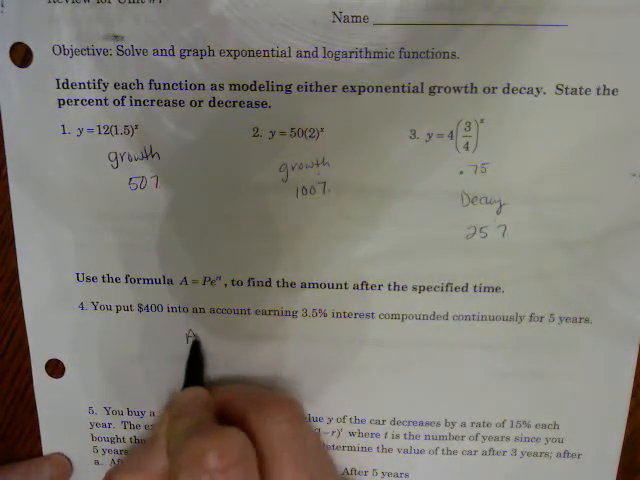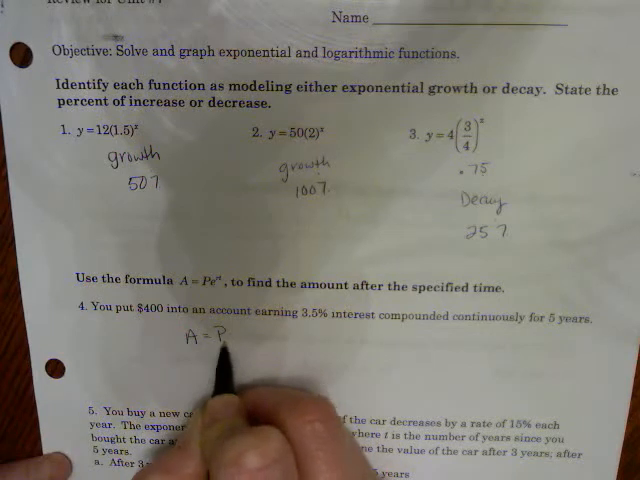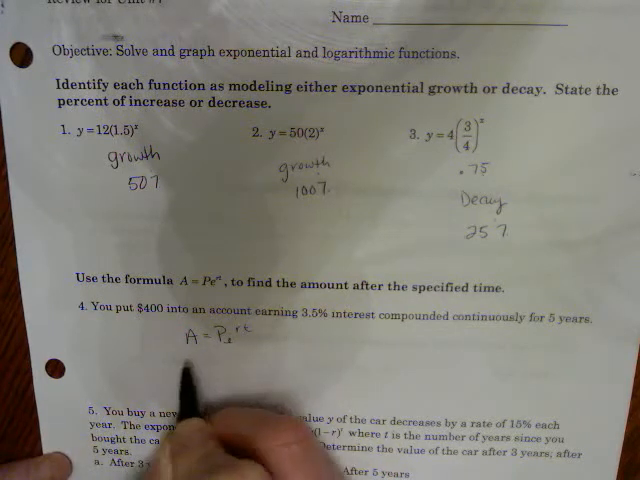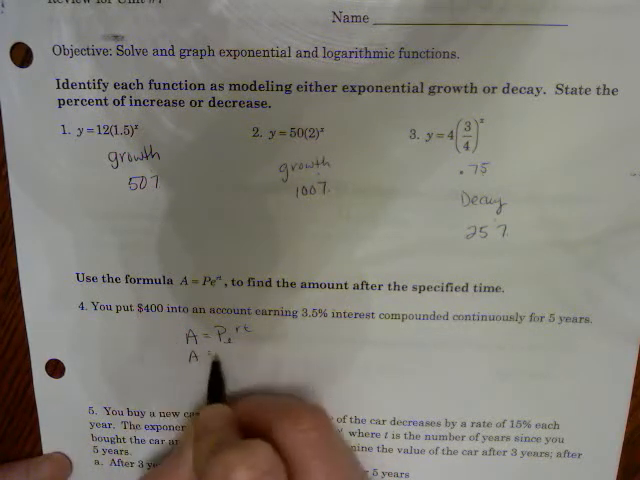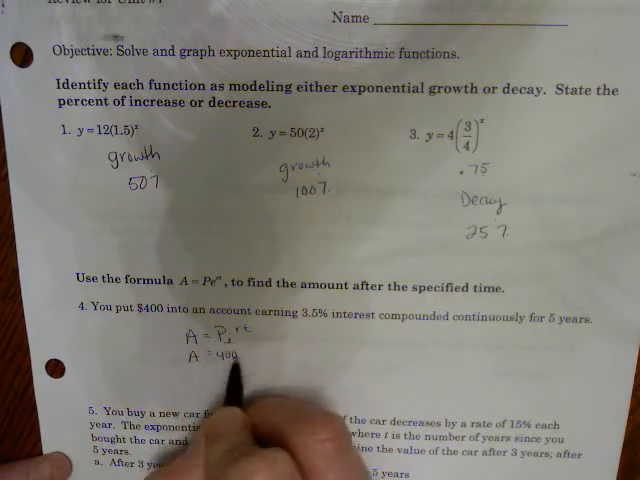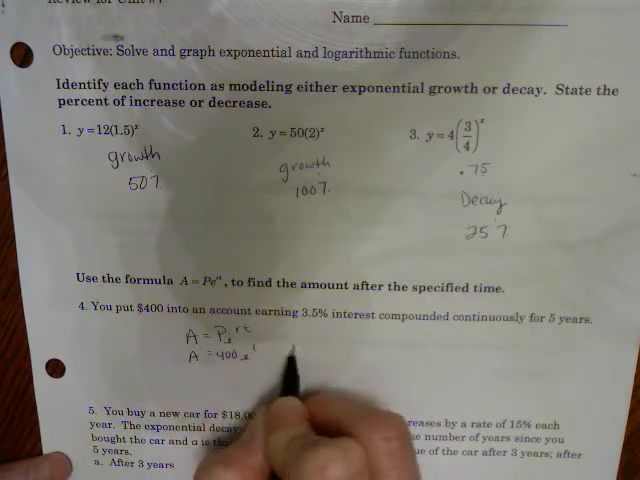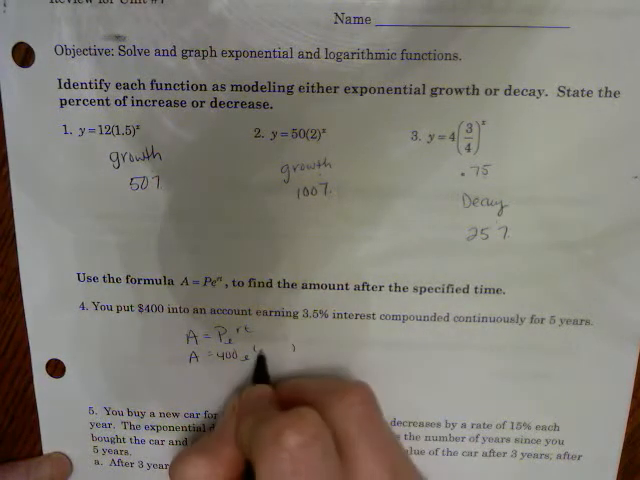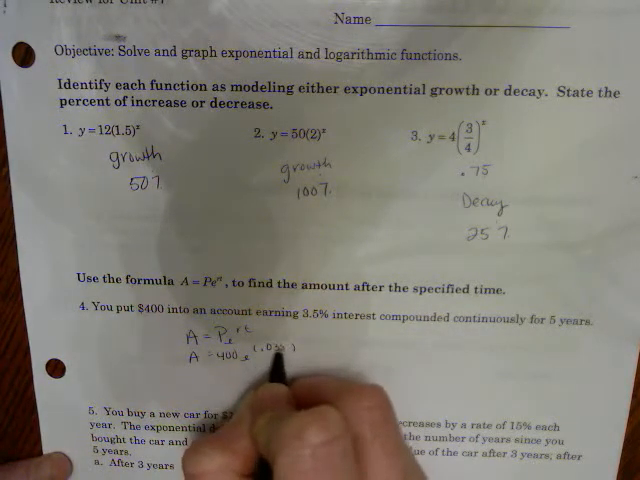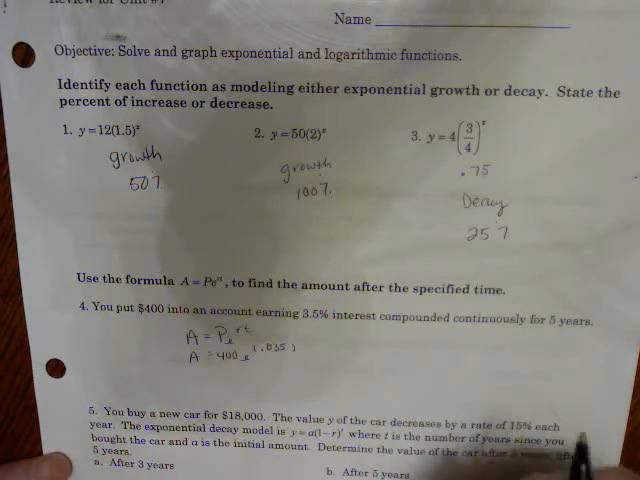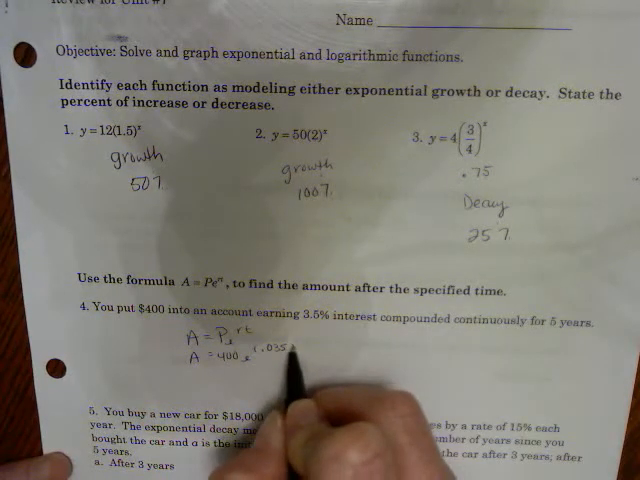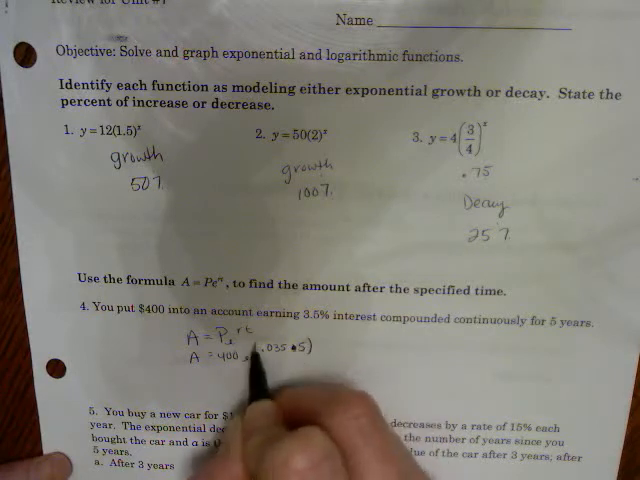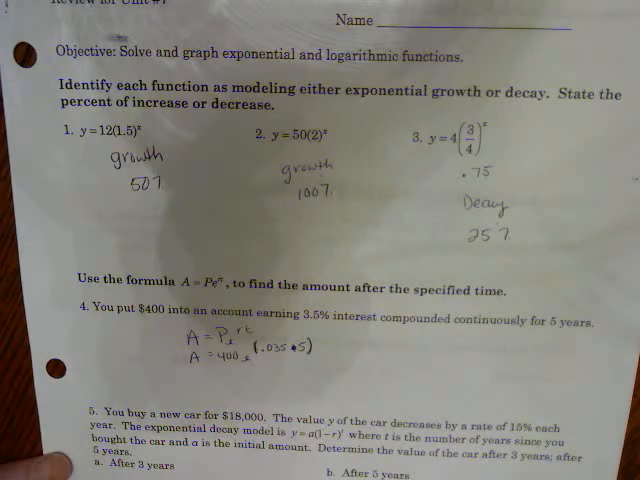So we'll substitute into PERT. We're going to put in the amount of 400, so that's your principal, e raised to the rate times time. We can change 3.5% to 0.035, and we have to multiply for 5 years, so we're going to multiply times 5, and the parentheses have to go outside both of those numbers.